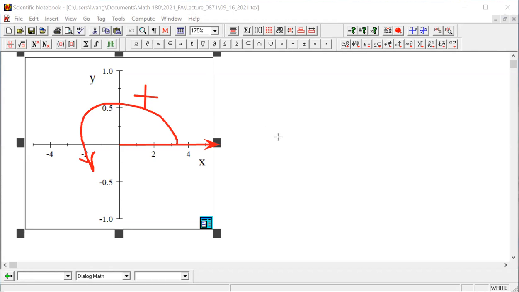Counterclockwise is a positive angle. If you measure from the standard position clockwise, that's a negative angle. But every angle is measured from standard position. So that's A.